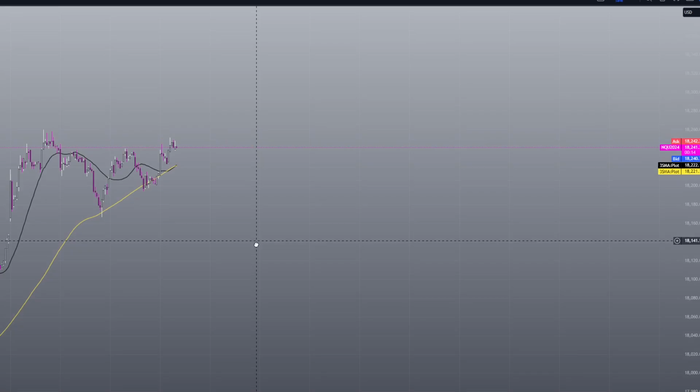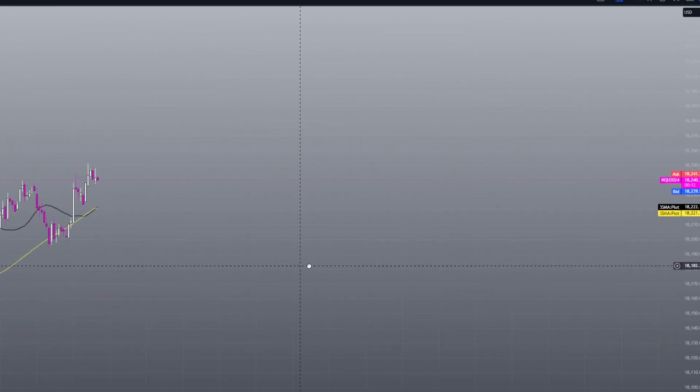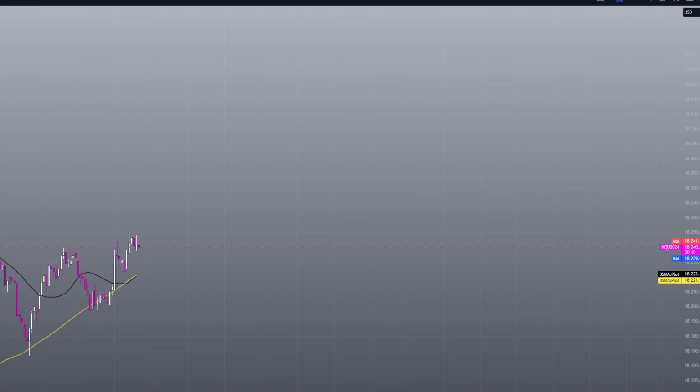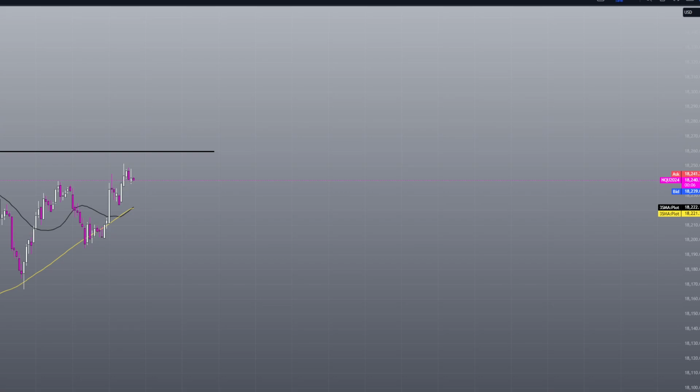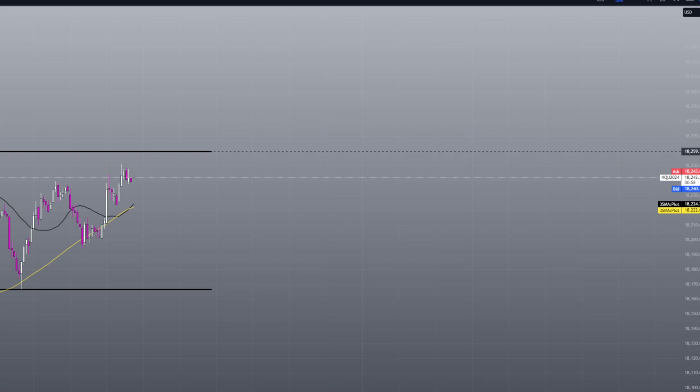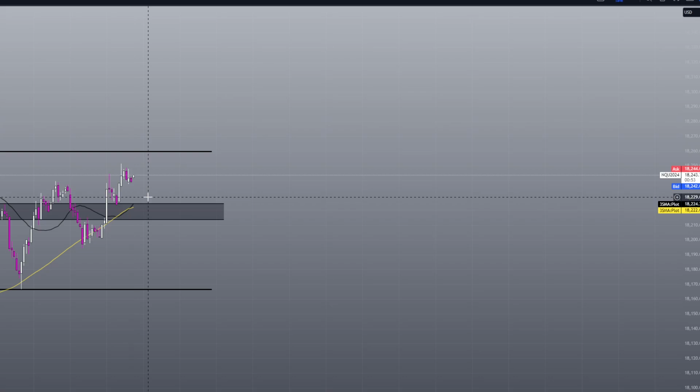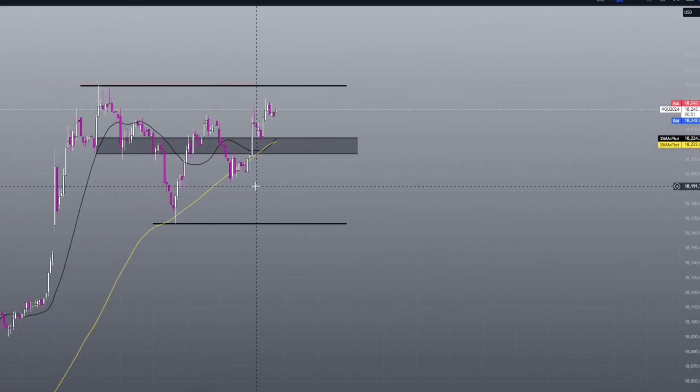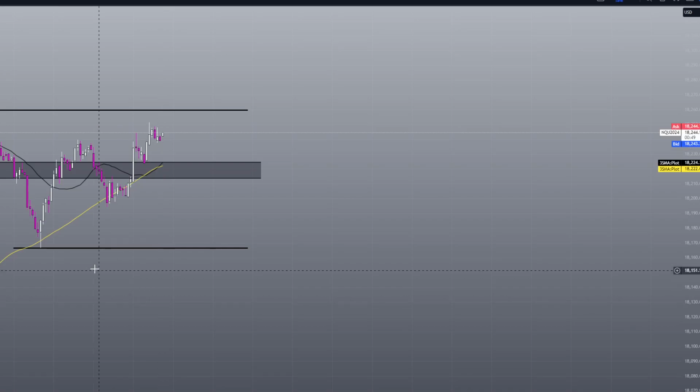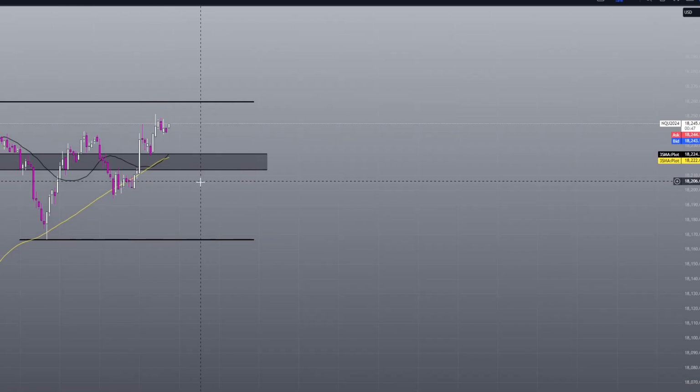Now let's say you completely missed this movement or that entry. What I'm going to do is take this swing right here and this swing right here, just like that, and draw the 50 based off of this swing. Got a nice little long entry right there.